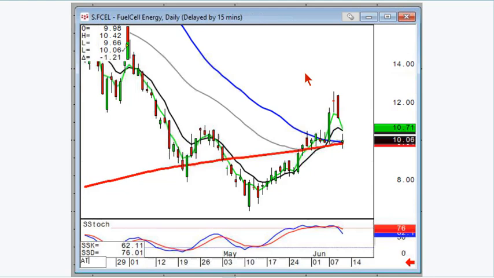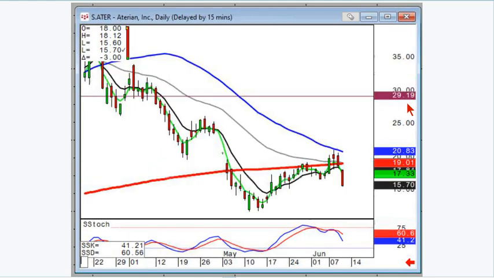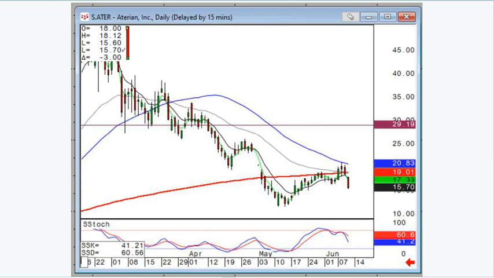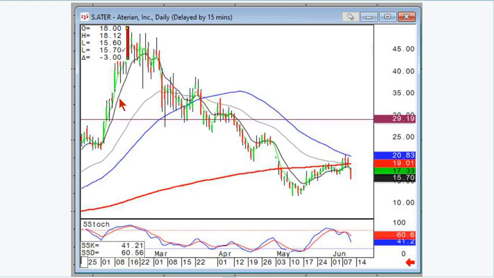Okay, a few more and then I'll take questions. So look where ATLR, no, not even close. ATER failed right smack dab at the 50 with a doji. Now it's selling off. So what should be your assumption about this chart? You're in a downtrend. Where's your next likely target? Probably the bottom of this channel, down here someplace.